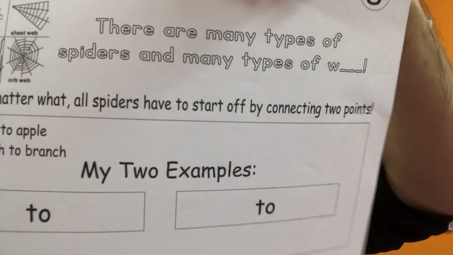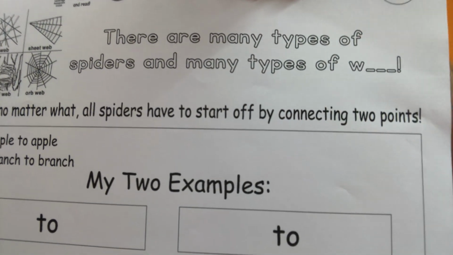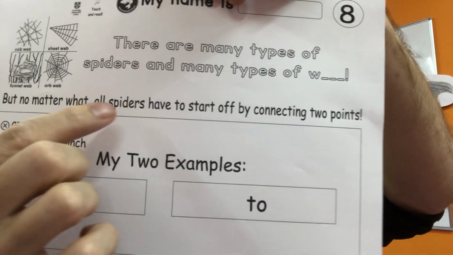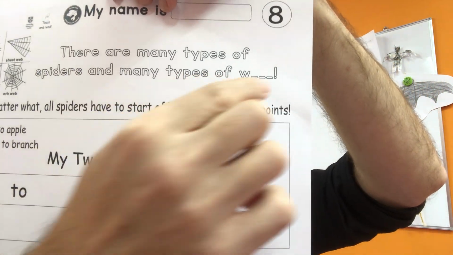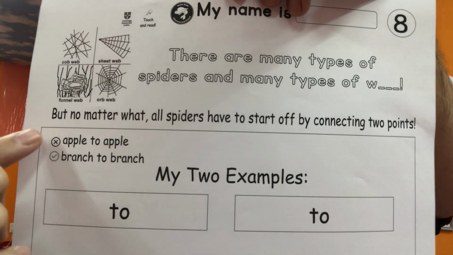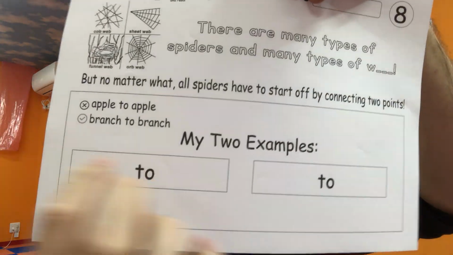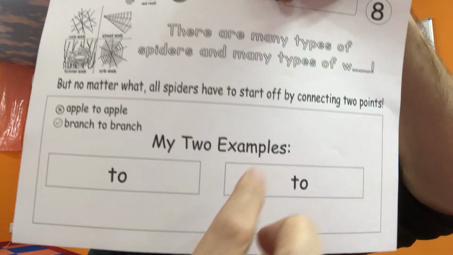And here's number eight, getting harder still, you guys. You better be focusing. Here it is. There are many types of spiders and many types of webs. But no matter what, all spiders have to start off by connecting two points. Apple to apple, no. Branch to branch, yes. But can you give me two other examples? What to what? Tree to tree.